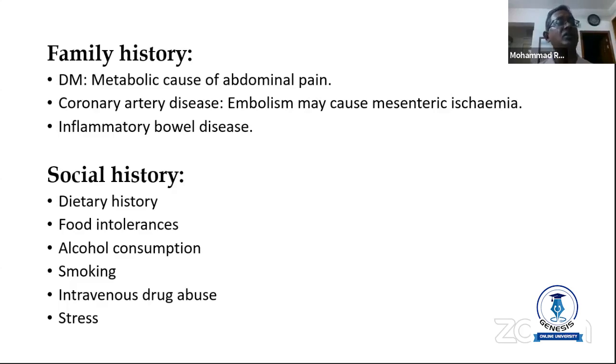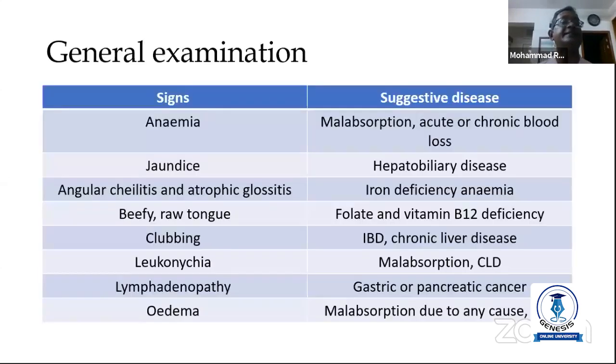Some food intolerance is also there. Some patients have food intolerance like milk intolerance, and the patient produces diarrhea. Alcohol consumption produces pancreatitis, and we all know gastritis. Smoking causes gastroesophageal reflux disorder. Intravenous drug abuse produces intra-abdominal abscess and aneurysm, and stress produces peptic ulcer disease.